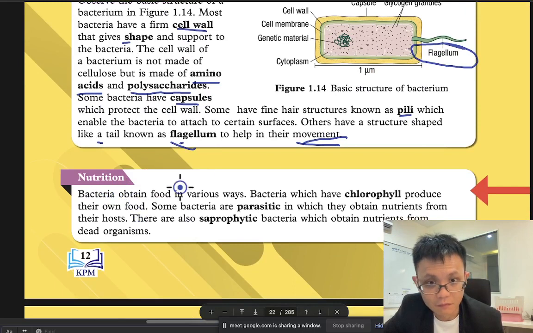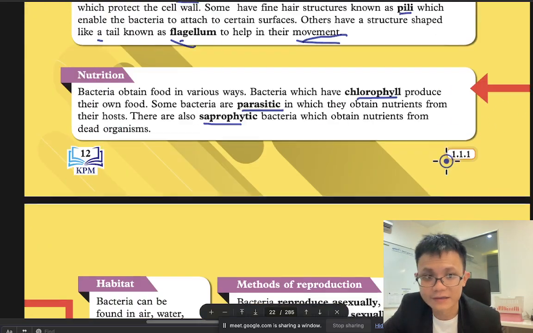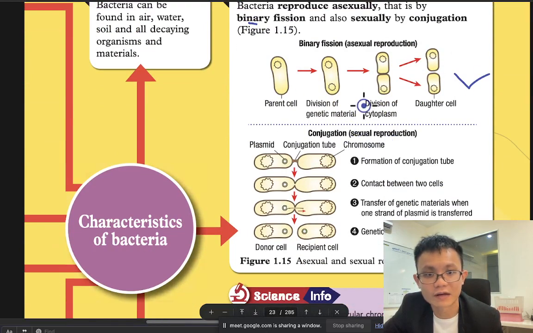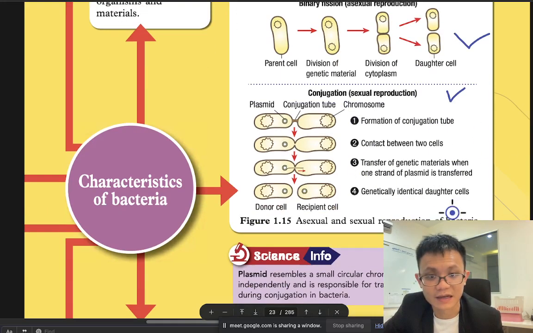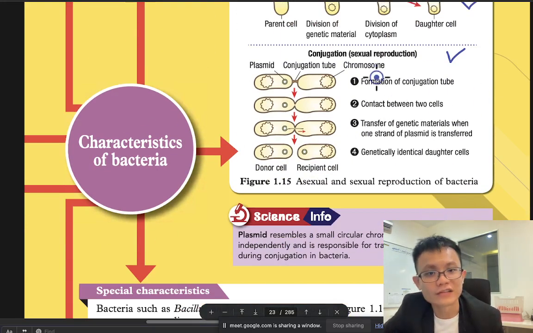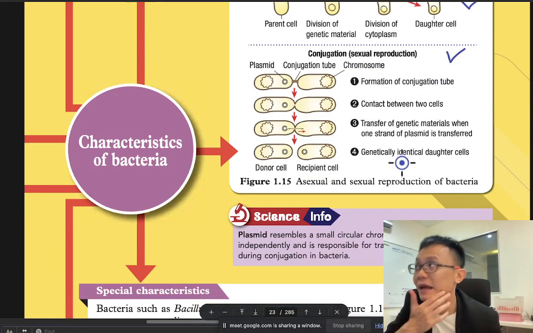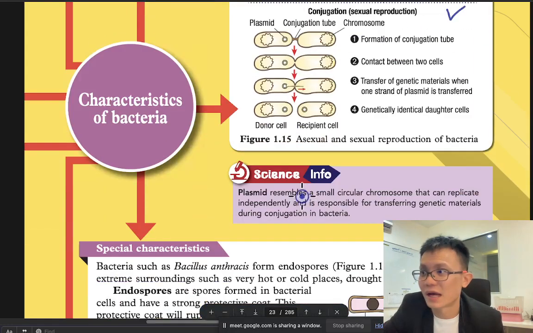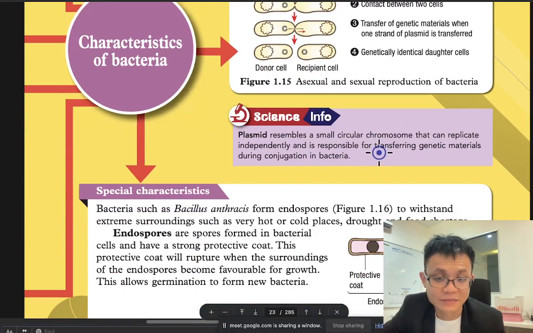Nutrient, again, it has chlorophyll. If it does photosynthesis, some are parasites, some are saprophytes, eating from dead organisms. Okay, binary fission, this one we already learned. 1 becomes 2, 2 becomes 4, and conjugation, this one also we already learned. It's the same thing. Usually they won't ask you to explain. I haven't seen any question that asks you to explain conjugation. Maybe, I'm not sure, but I seldom see it.